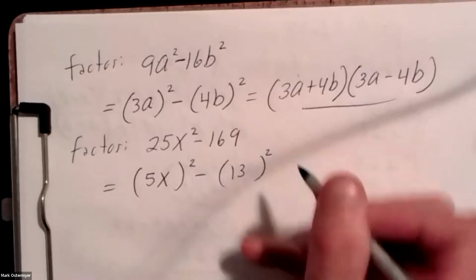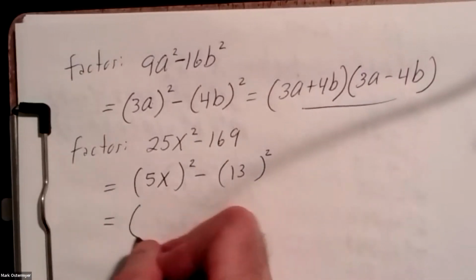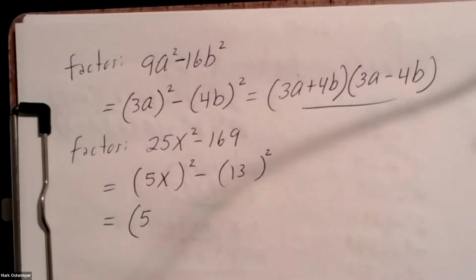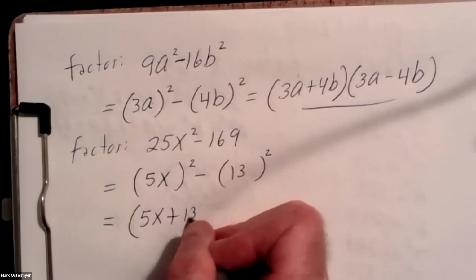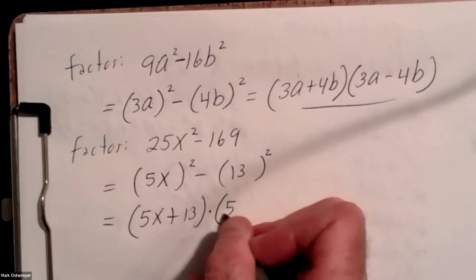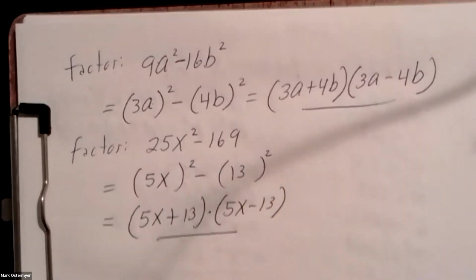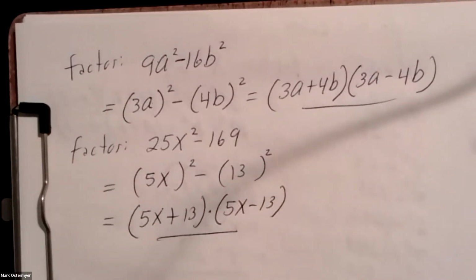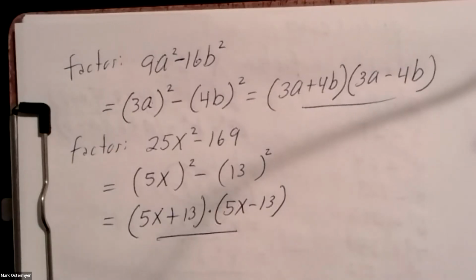So you can clearly see that we have the difference between two squares. Being the case, this factors immediately into the product of conjugate binomials. First of which is 5x plus 13 times the second is 5x minus 13. And we're done. That is the factorization of that difference of squares. Is this making sense how we're factoring the difference of squares here so far? Yes. All right, the difference of perfect squares.